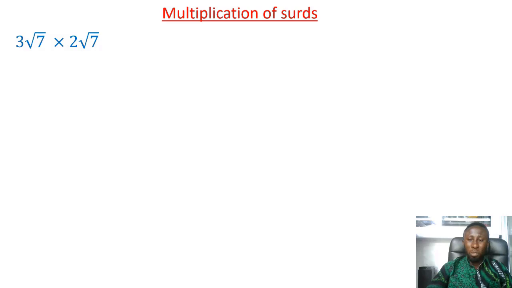2 minus 3 root 3 times 3 plus 2 root 3. So you can use the same concept, but here I'll just go straight. So 2 times 3. Yes, so we use 2 to multiply the whole of this, right? Then we use the negative 3 root 3 to multiply the whole of this.